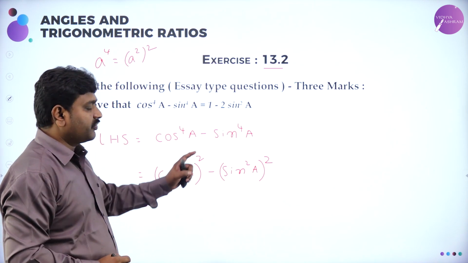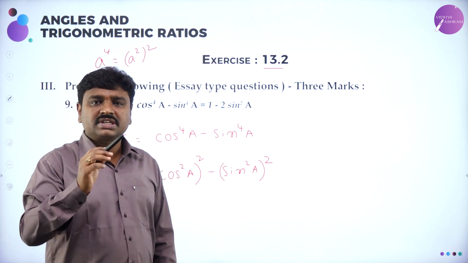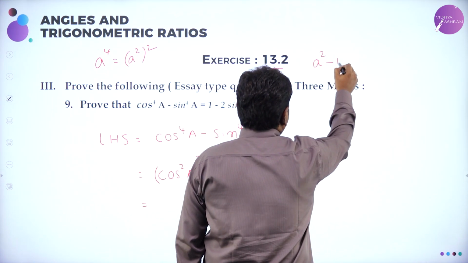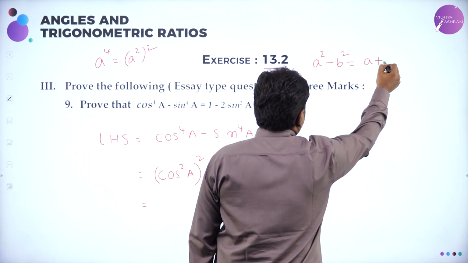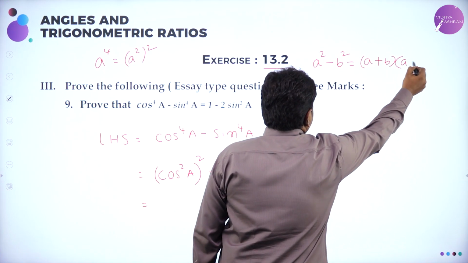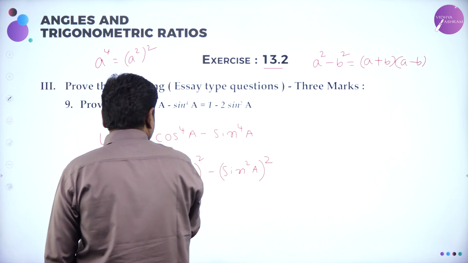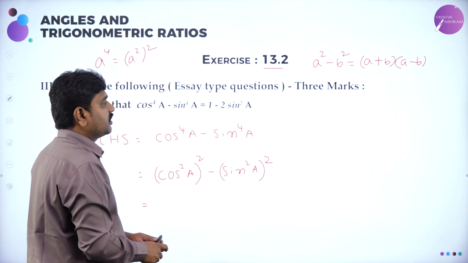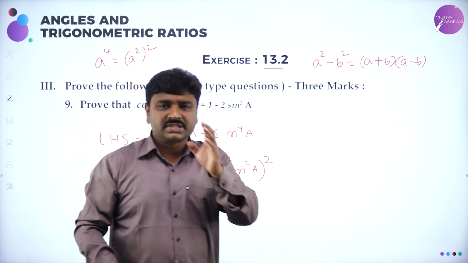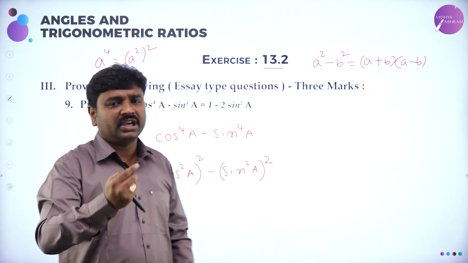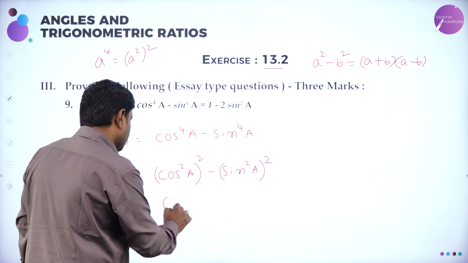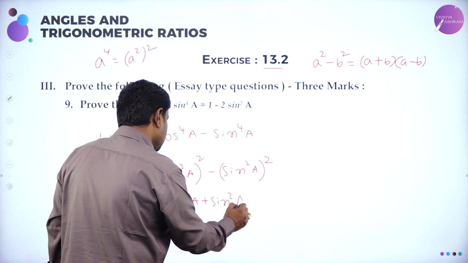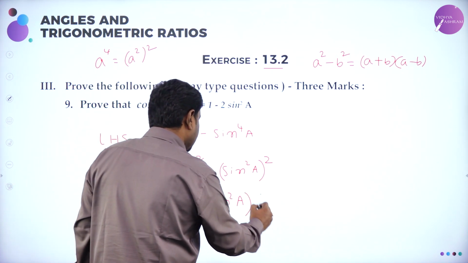Now again it is in the form of a square minus b square. What is a square minus b square? You know that a square minus b square can be written as a plus b into a minus b. So here a means cos square a, b means sin square a. Cos square a whole square minus sin square a whole square. I am using the formula a square minus b square. What is a square minus b square? A plus b into a minus b. So this will become cos square a plus sin square a into cos square a minus sin square a.